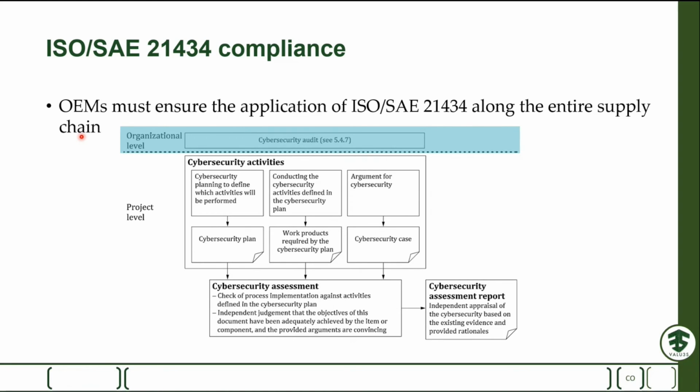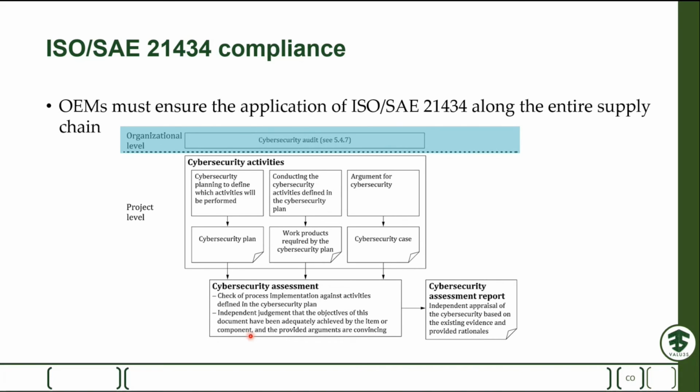And this picture is directly taken from the standard. The only modification from my side is here, this colored box. Because we see on the project level, on the cybersecurity assessment, there's details given what can be considered, the cybersecurity plan, the work product, the cybersecurity case. This gives us the arguments for the cybersecurity assessment. We can then judge that the objectives are achieved by this item, and the provided arguments are convincing, and there's a step-by-step guide how this can be done. So this project level, this is more or less detailed. There's still a challenge to go from this item or component level to the vehicle level.